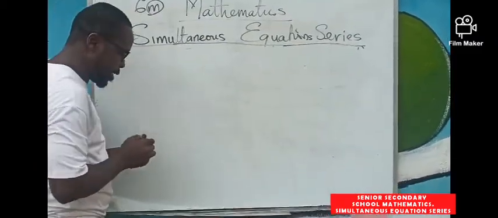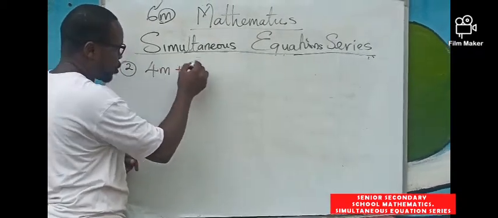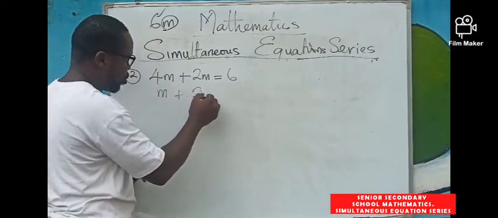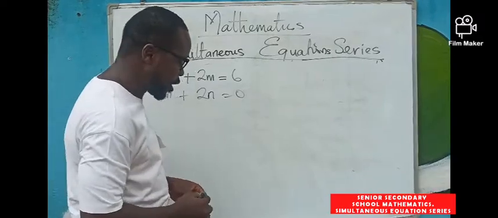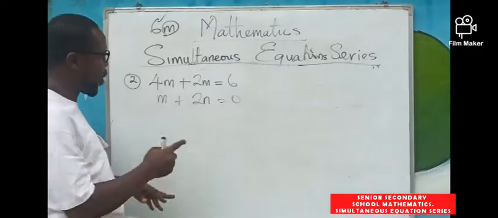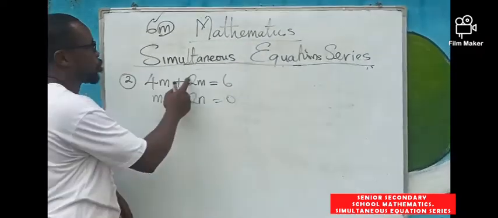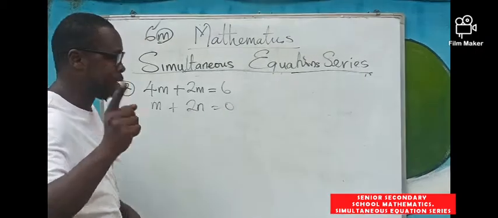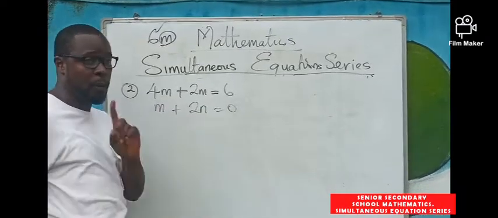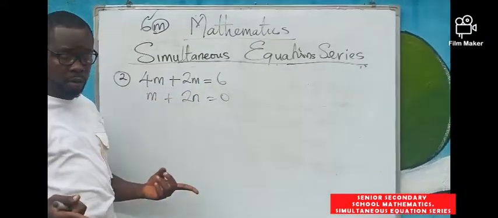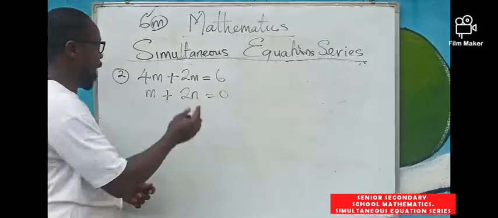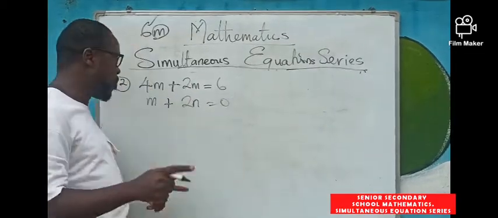Example number 2 says 4m plus 2n is equals to 6. m plus 2n is equals to 0. Notice now that we have a situation where we have 2 and 2. One of the conditions met, but the other one not met. We said the two conditions, remember, are that the signs must be what? Opposite, and the coefficient must be what? Equal. So in this case, we have plus and plus. It's not true. Then 2 and 2, meaning that one condition met, one is not met.